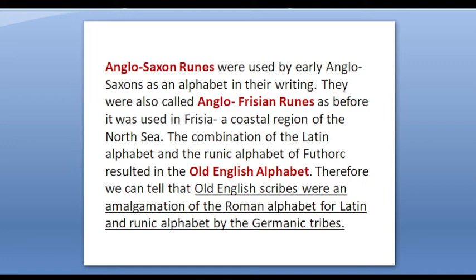The combination of the Latin alphabet and the runic alphabet of Futhark, or Fuddrak, whatever you pronounce it, resulted in the Old English alphabet. Therefore, we can tell that Old English script was an amalgamation of the Roman alphabet for Latin and the runic alphabet of the Germanic tribes. A mixture.